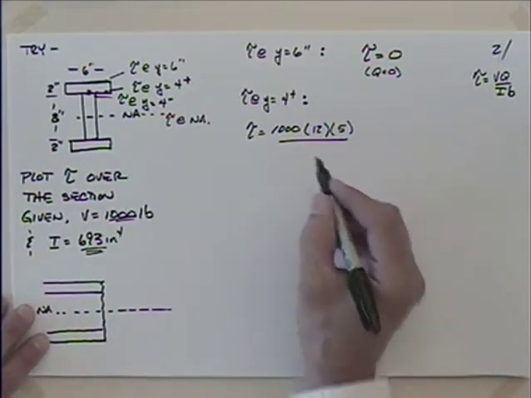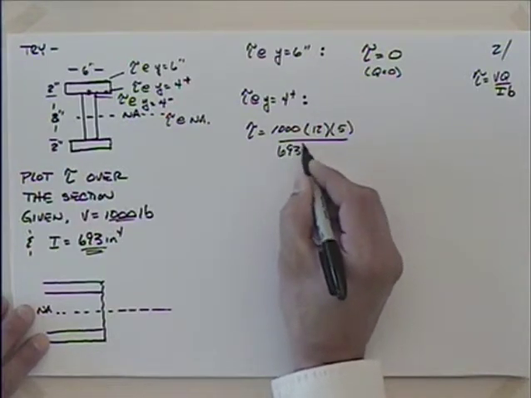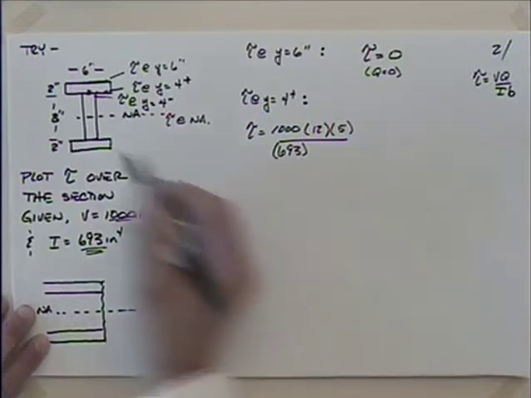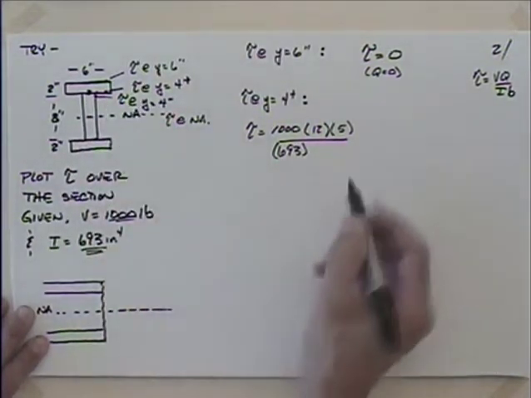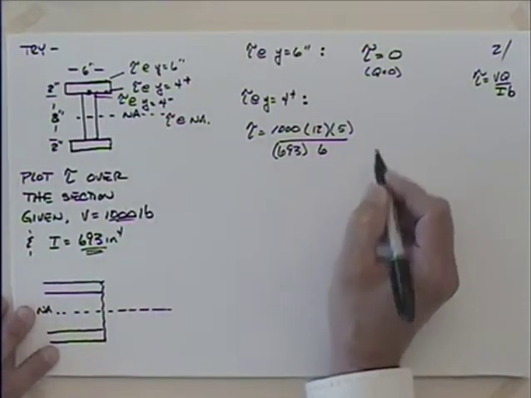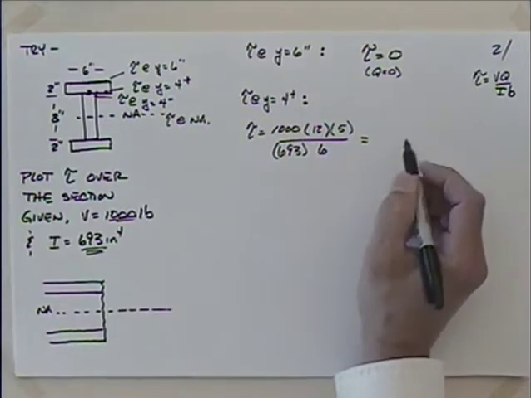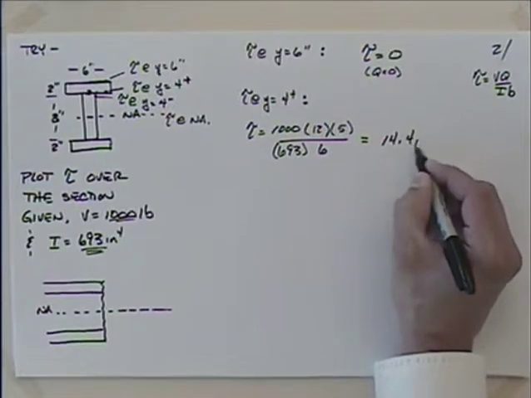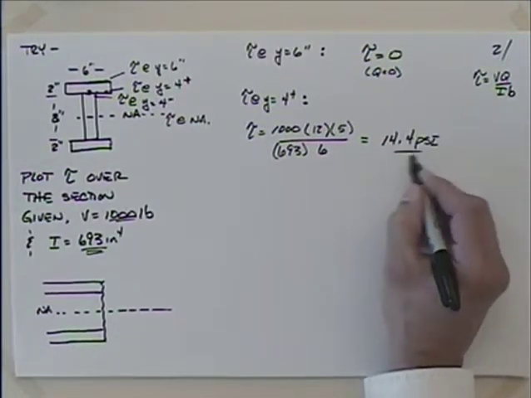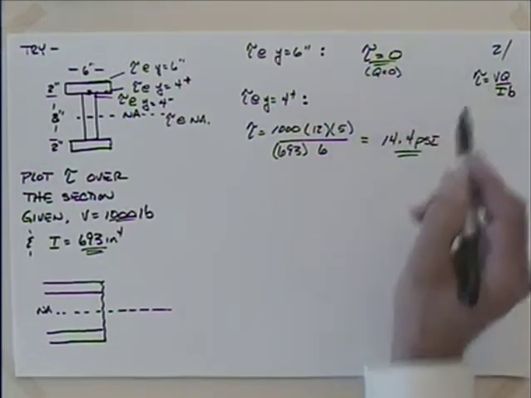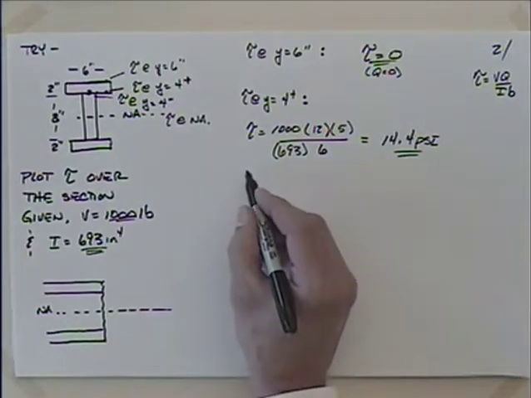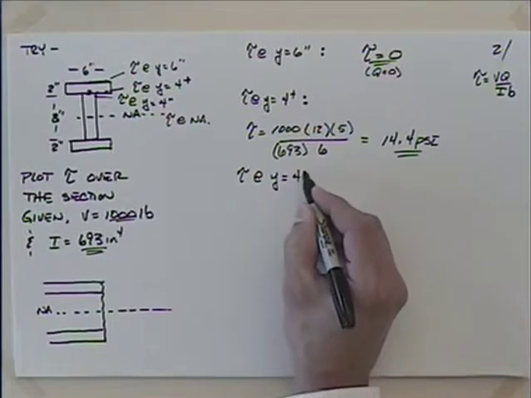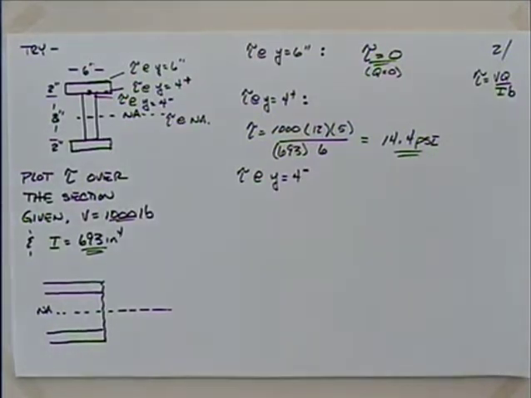Now I have to divide by I, 693, and what is B? Well, if I'm up in here, B has to be what? 6. So when I run through the numbers there, I end up with 14.4 psi. Okay, so I have 14.4 psi. Let me continue on and talk about the shear stress at y equals 4 minus, a little less than 4 inches.